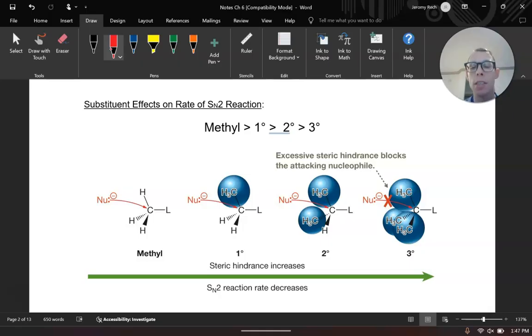And once you start adding sterics, the rate of your SN2 is going to decrease. You can do it on secondaries, but it will be a little bit slower. On tertiaries, it becomes really, really hard because of how much bulk there is. So for SN2s, you're going to get an inversion of configuration, and you really want unhindered or unsubstituted substrates.